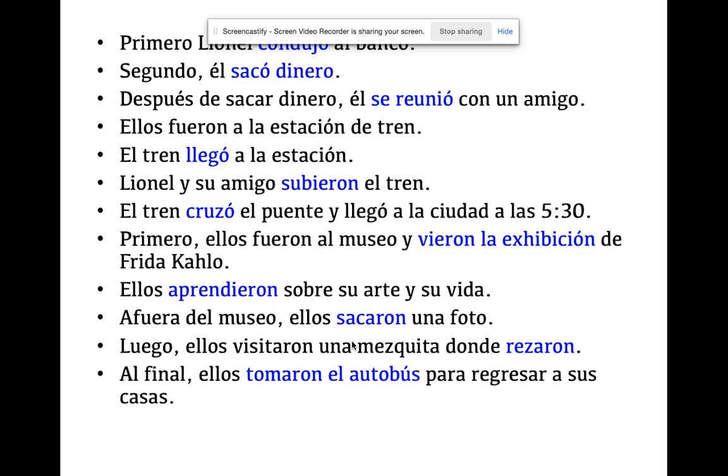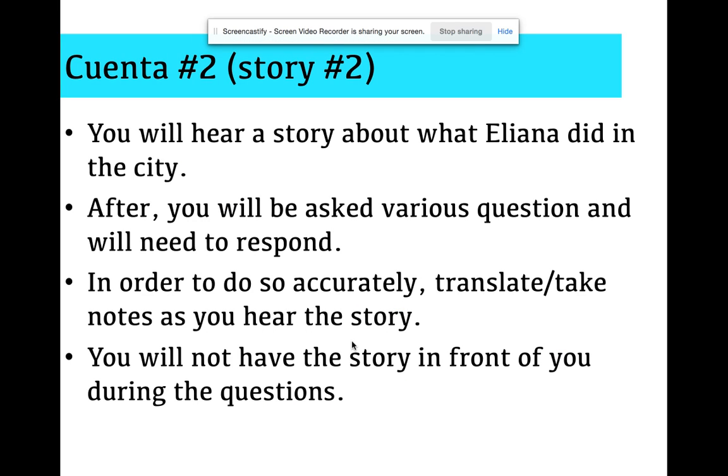All right, there you have story number 1, and now you will have the questions. Okay, moving right along to story number 2. Once again, you will hear a story. This time it is about someone named Eliana, about what she did in the city. After, once again, you'll be asked various questions and you'll need to respond, so be sure to take notes and translate bits of the story as you hear them. Story number 2, here we go.